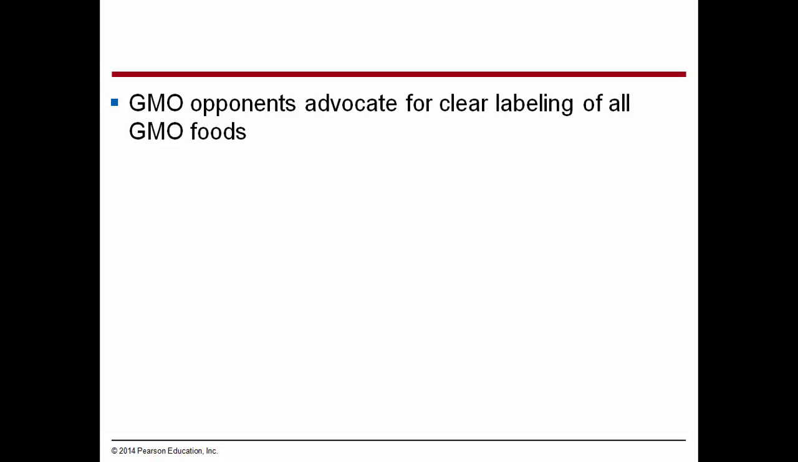GMO opponents advocate for clear labeling of GMO foods. So the argument here is, okay, let's say GMOs are wonderful and everybody agrees how awesome they are, but why shouldn't we put a label on it? We should know if we're eating GMO foods or not eating GMO foods. It should be up to the consumer to interpret that information. What do you think about that?